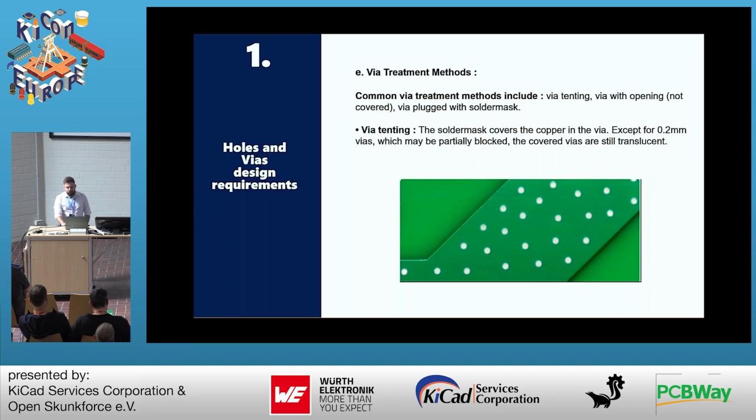Then I will introduce to you the three via treatment methods we can do at PCBWay. There are tenting vias, vias with openings that are not covered, and vias plugged with solder mask. Here you have a picture of via tenting. However, for 0.2 vias, the solder mask can be partially blocked, so the covered vias are still translucent, as you can see in the picture here.